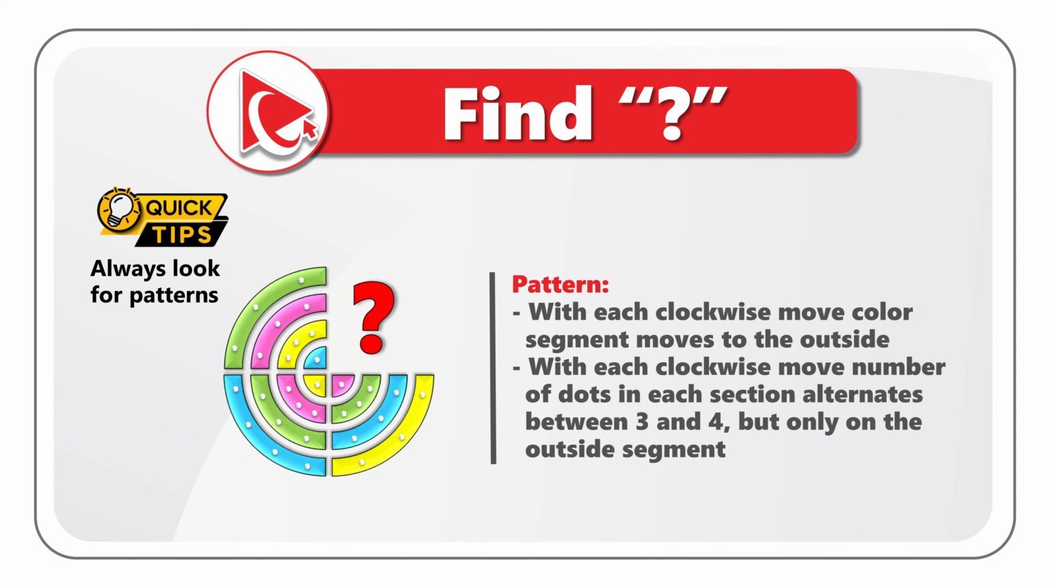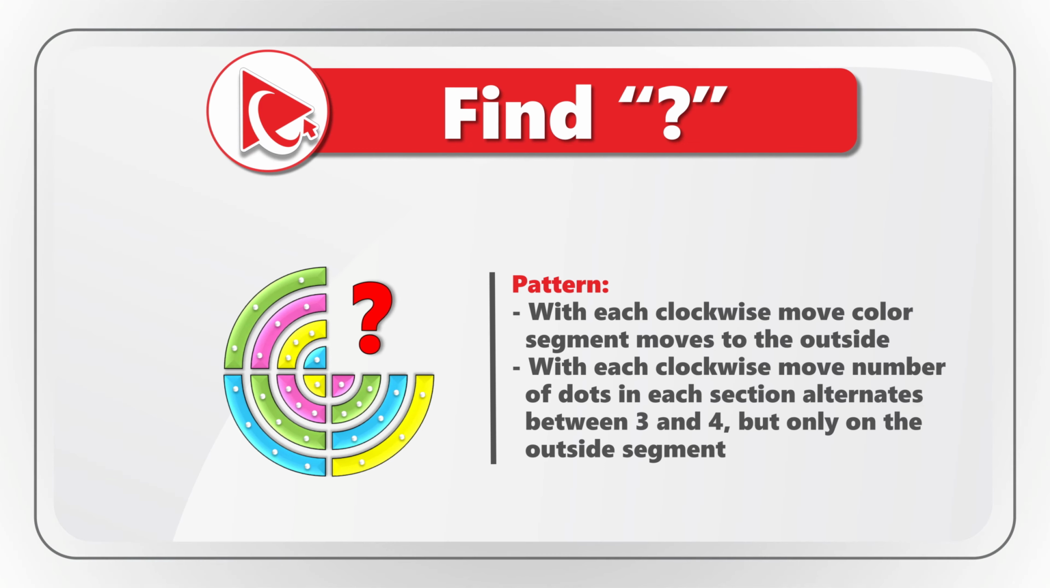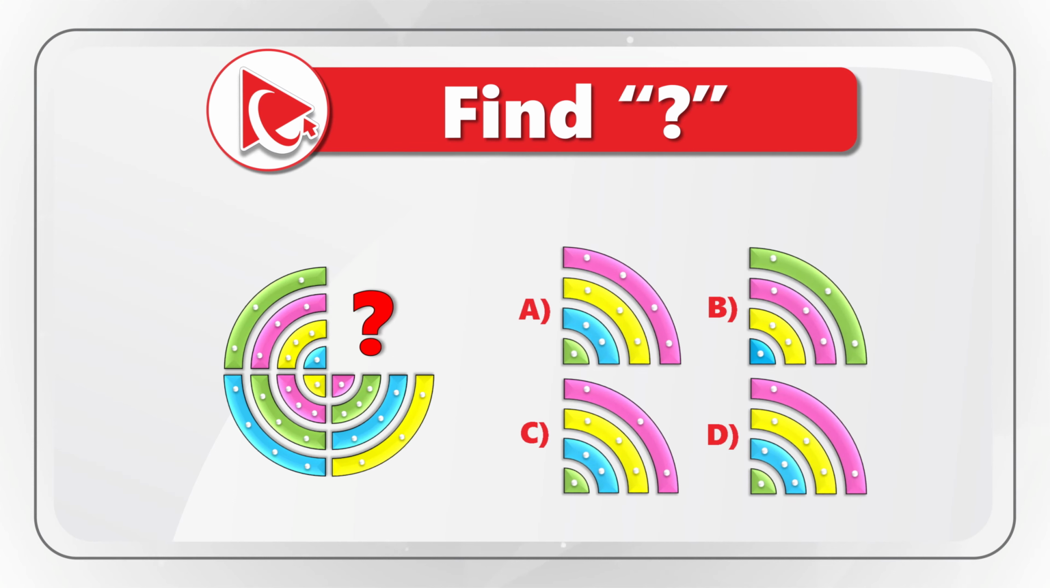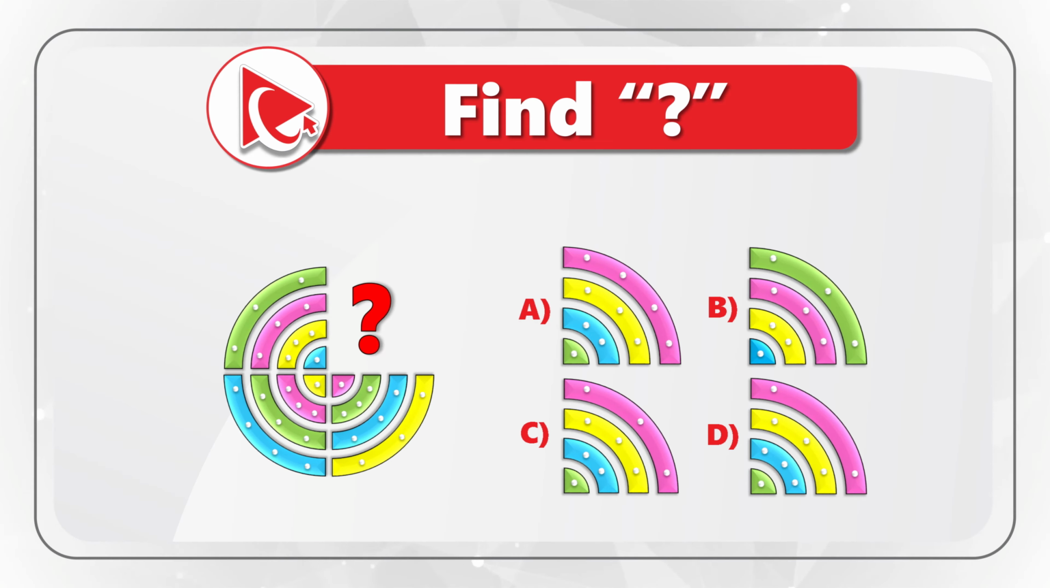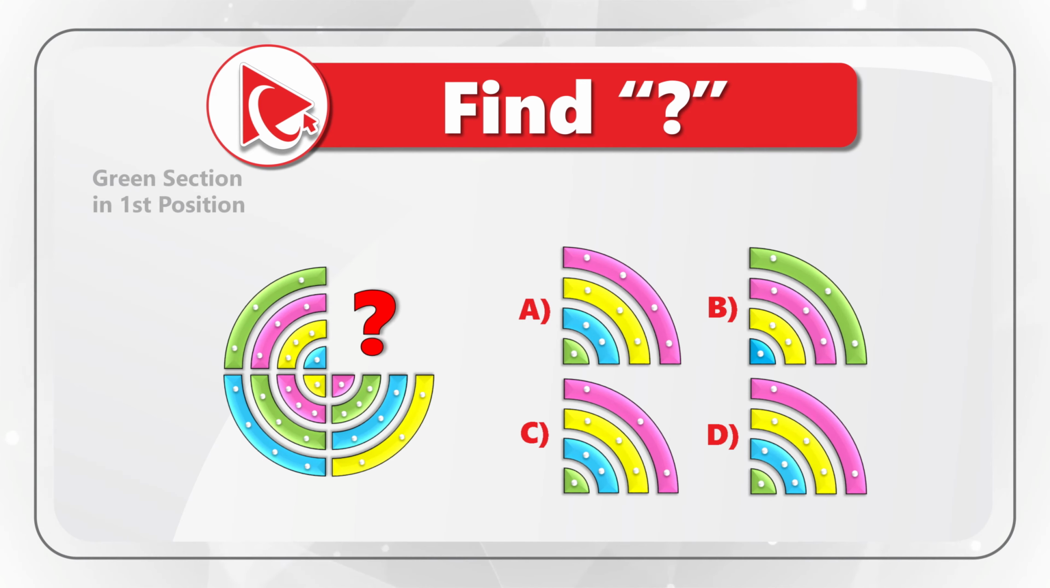And the pattern here is that with each clockwise move, color segment moves to the outside. Let's look at the example. For the 3 segments that we see on the screen, let's assign the clock values. For example, we will have 5 o'clock, 7 o'clock, and 10 o'clock sections. Now, let's take a close look at the green section at 5 o'clock. When we move to the 7 o'clock section, it becomes second from the outside. And when we move to the 10 o'clock section, it becomes the most outside section.